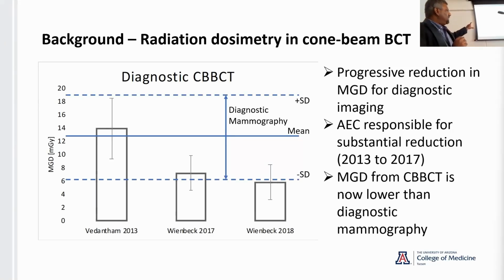When breast CT started off, the dose was pretty high. About 13.5 milligray was the mean, but the standard deviation was much smaller. The reason was it did not have AEC, so the technique factors were picked by the technologist. Subsequently AEC was implemented, and it dropped by 50%. And now with a few more tunings of the spectra, it's down to a little below 6 milligray.